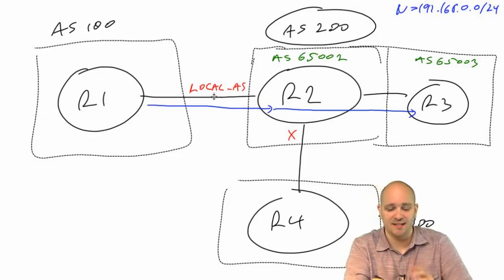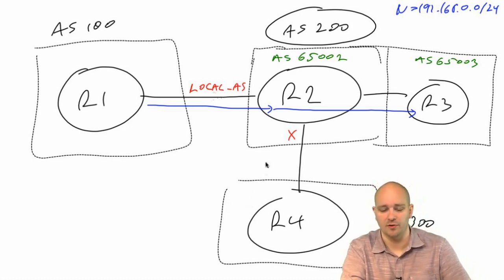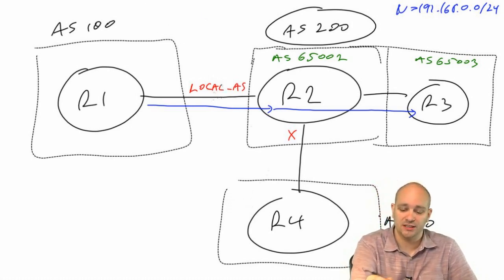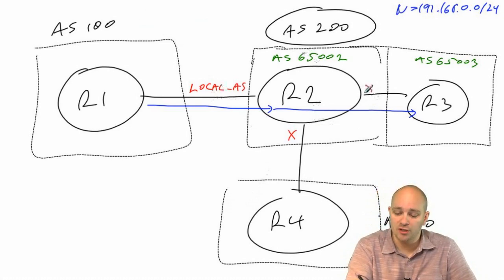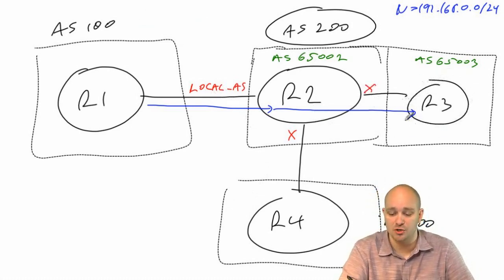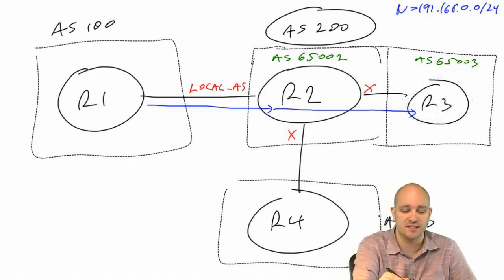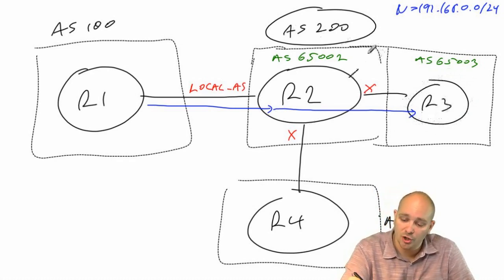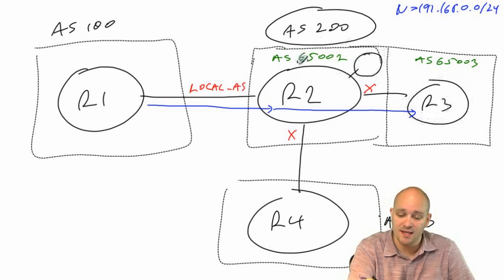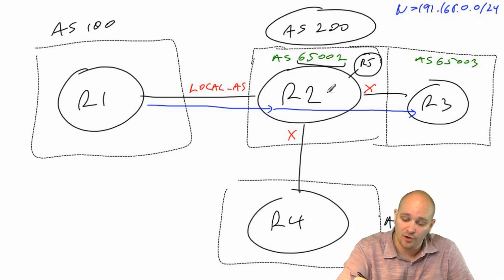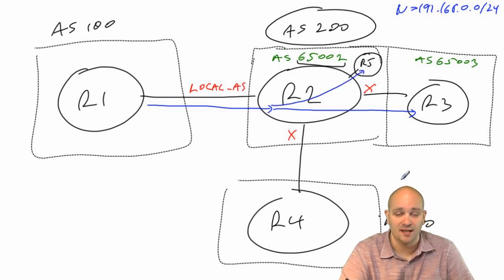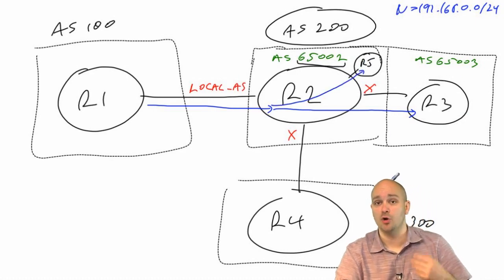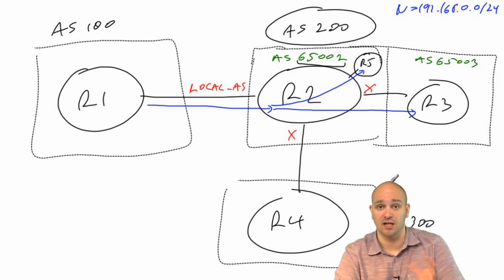So if it had this local AS or no export subconfederation, what this would cause on R2 is to not advertise this to other members of, or to other sub-autonomous systems. However, if R2 here had an internal peer in its subconfederation 65002, and let's say that this was R5, this router here would actually receive the update.